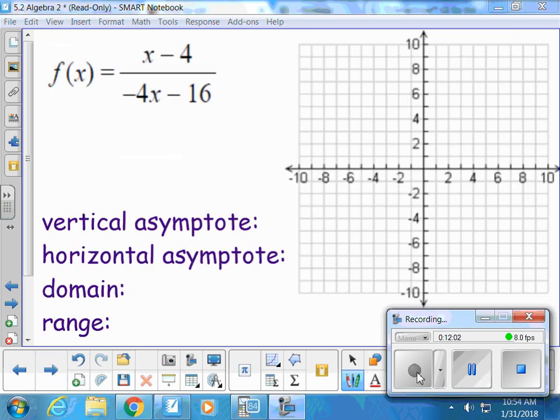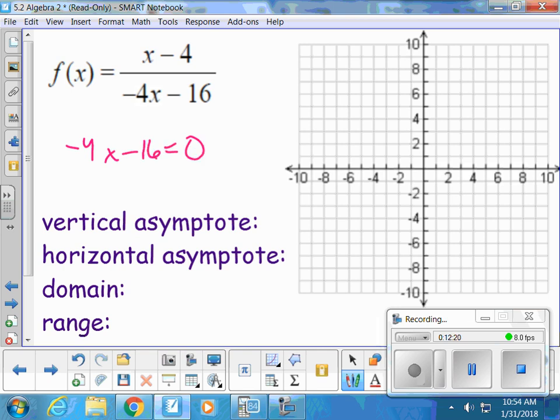Okay, so we're going to do this one together, and then you'll do the last one on your own as a graduation problem. This is a little bit different format. It is in that format, ax plus b over cx plus d. So we're going to follow that protocol. You're going to set your bottom equal to 0, and you're going to solve it for x. That'll give you your vertical asymptote. So to solve it, add 16 to both sides, and then divide both sides by -4.